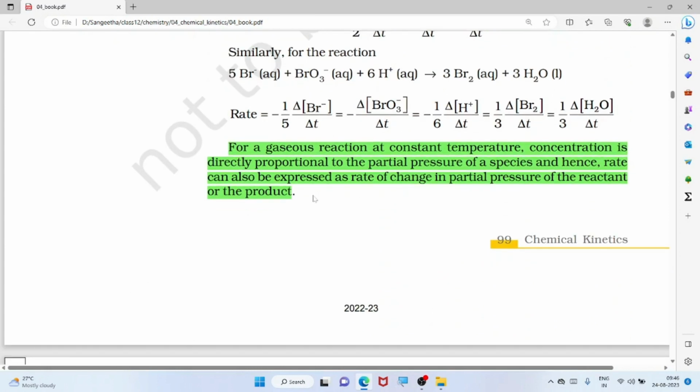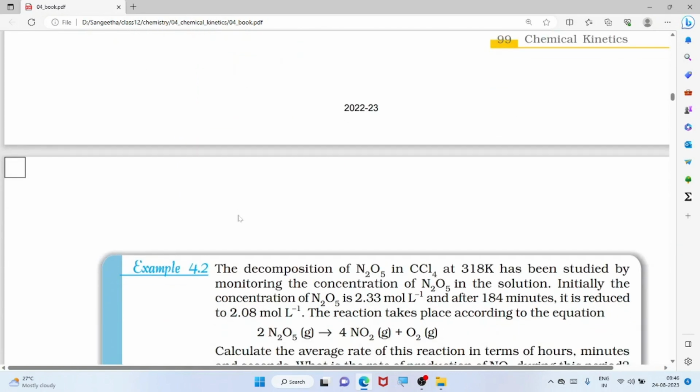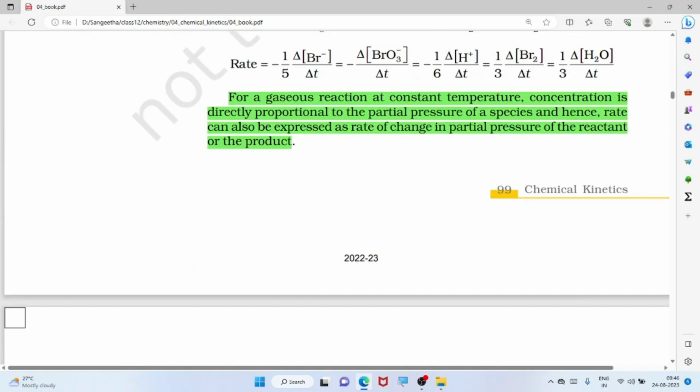For a gaseous reaction at constant temperature, concentration is directly proportional to the partial pressure of the species, and hence the rate can also be expressed as the rate of change of the partial pressure of the reactant or the product. Concentration is for the liquid; this is for the gases, or the partial pressures.